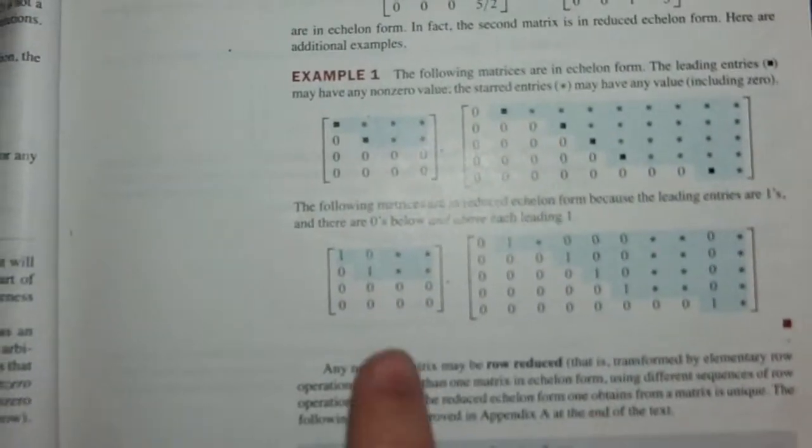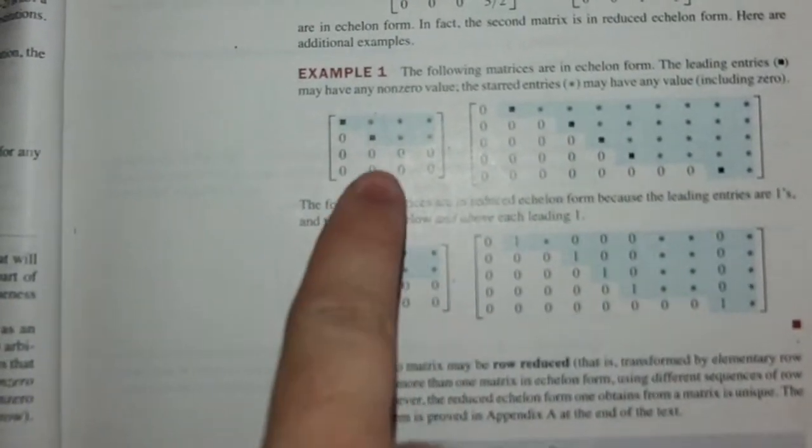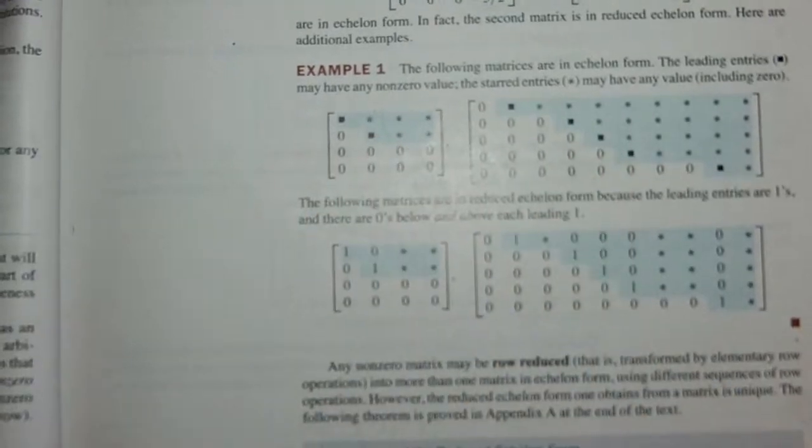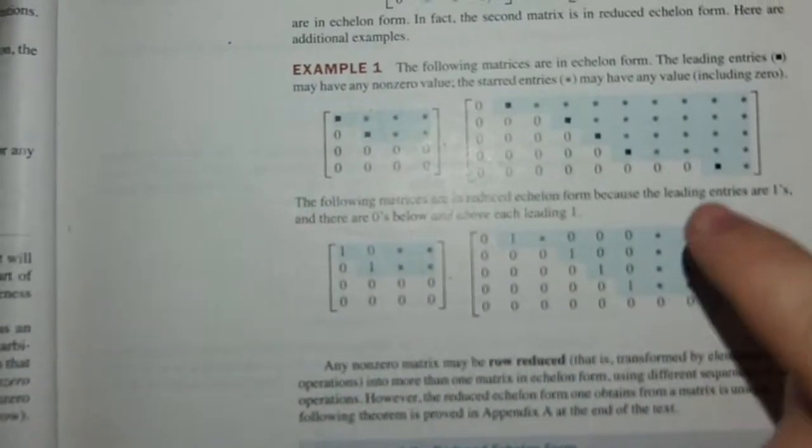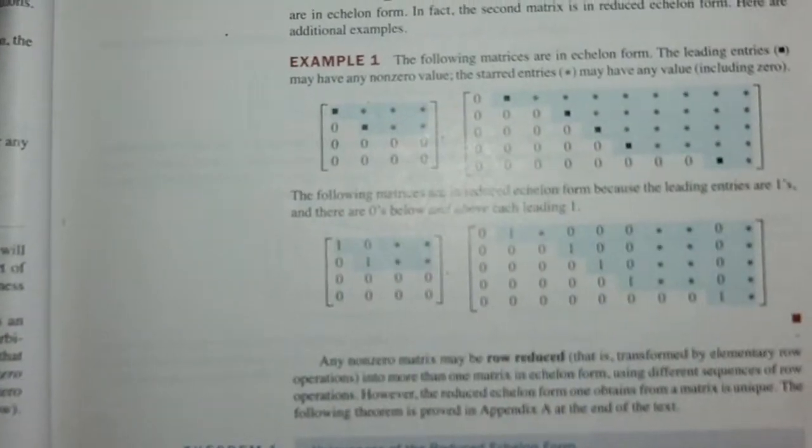There it is. But I also have this fifth requirement that each leading 1 is the only non-zero entry in its column. So going back here to see the differences between these two things, up here, being in row echelon form, it didn't matter what any of these asterisks were. These two were both in row echelon form.